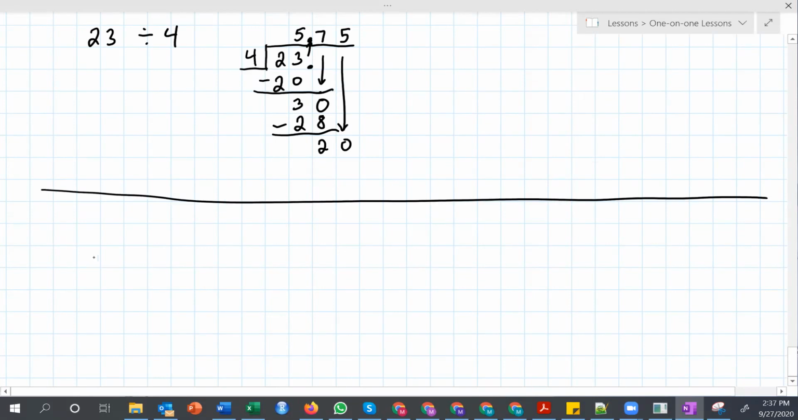Okay, let's go 19 divided by 8. So again, it might seem like, oh, this doesn't work out great. It's just more steps than the ones we did previously, just trying to get you more practice. 8 goes on the outside, 19 goes on the inside.